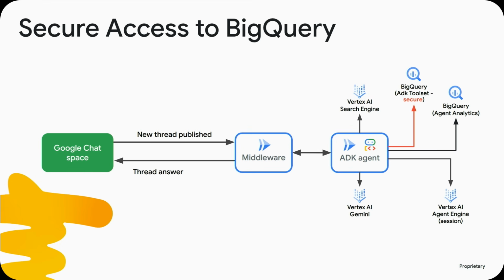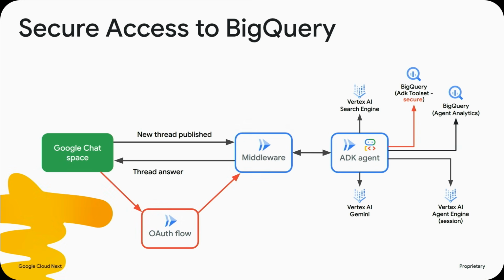But Google Chat Space is not able to handle this OAuth flow. That's why we had to deploy a new service to manage this new flow. And when the OAuth flow gets the authorization token, it is passed back to the middleware and to the agent, and the agent is able to run the query.